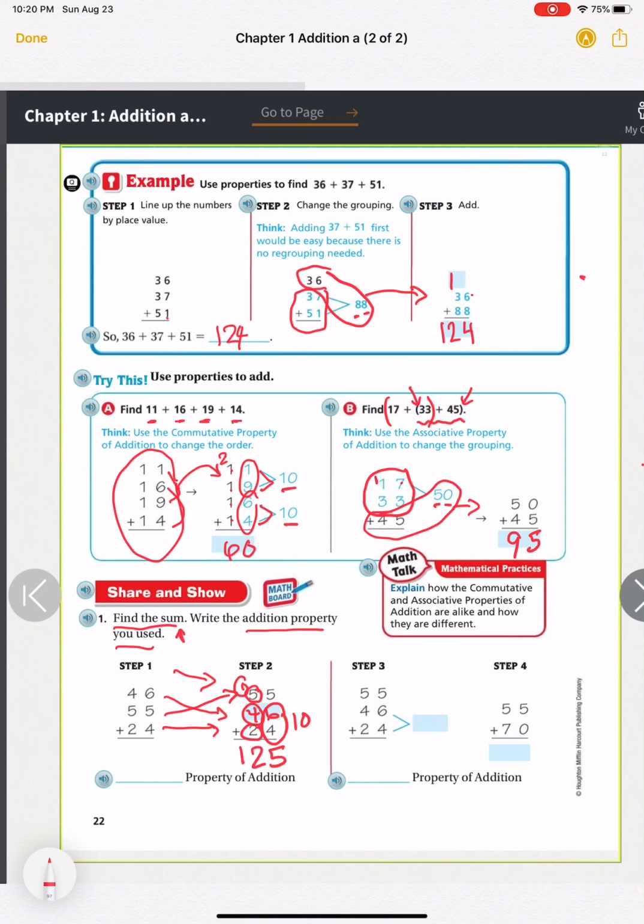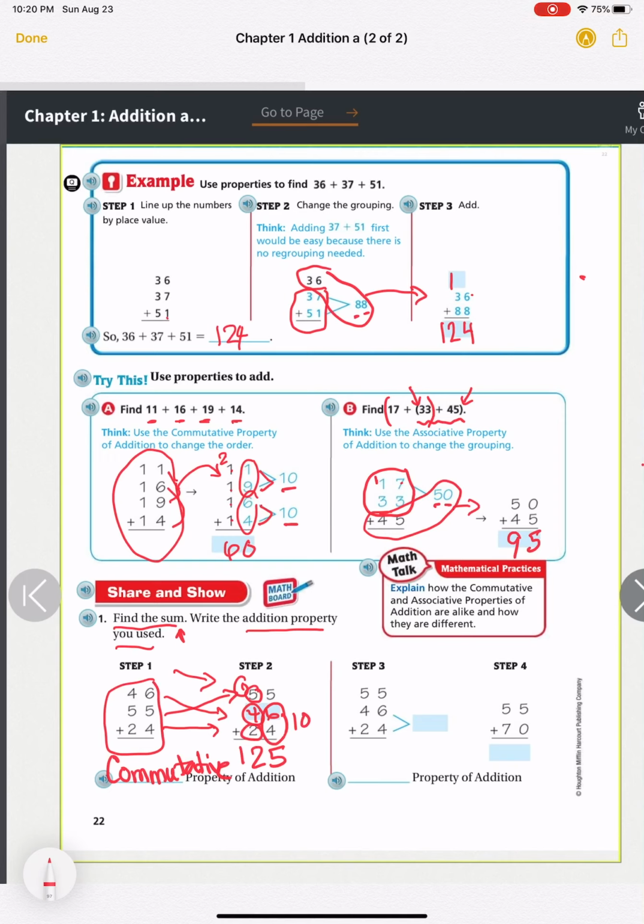So what property did I use to find the sum? I used the commutative property. I changed the order of the addends, and I would get the same sum as if I did it just as they were in step 1.